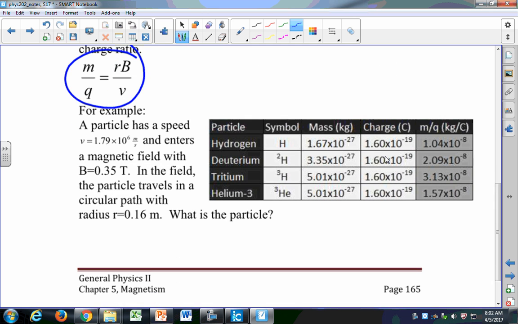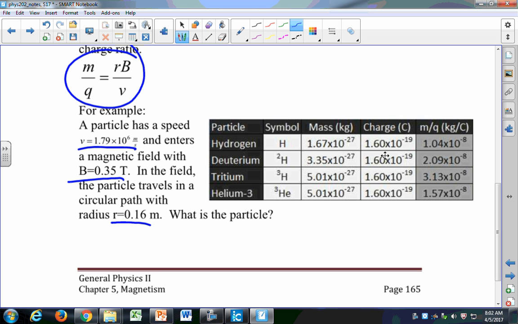So say, for example, I give a particle a certain speed, say 1.79 million meters per second. I make it go into a magnetic field, and then I measure that it has a path of this radius of 0.16 meters, 16 centimeters.